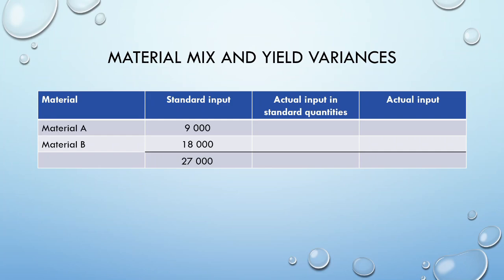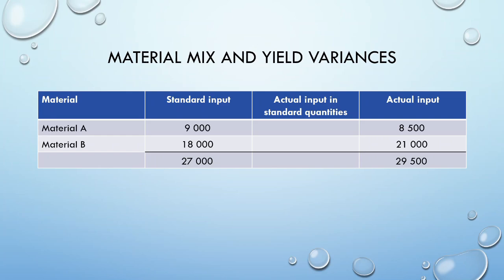Our last column then is our actual input. This simply reflects what we actually used, which was given to us in the scenario as 8,500 kgs of material A and 21,000 kgs of material B, to give us a total of 29,500 kgs.